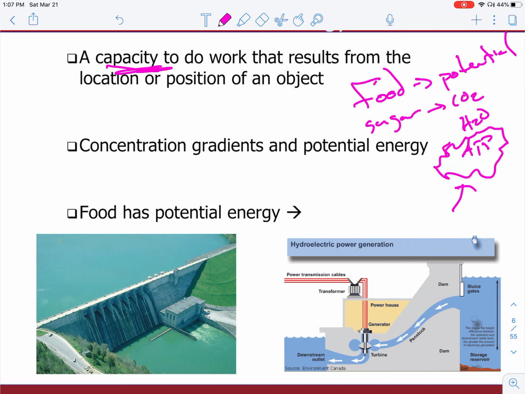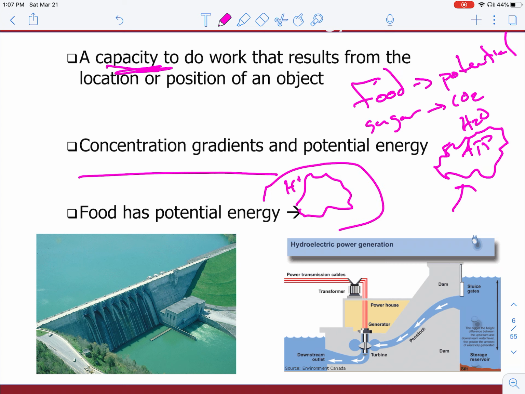And in biological systems, a lot of that energy is going to be in the form of concentration gradients. We'll see in cellular respiration that the buildup of a proton gradient across the inner membrane of the mitochondria is what allows ATP to be formed from the process of oxidative phosphorylation. So that's basically all of chapter 9 right there.